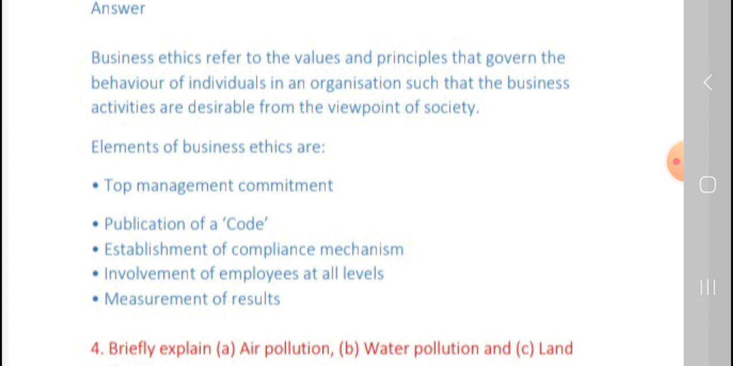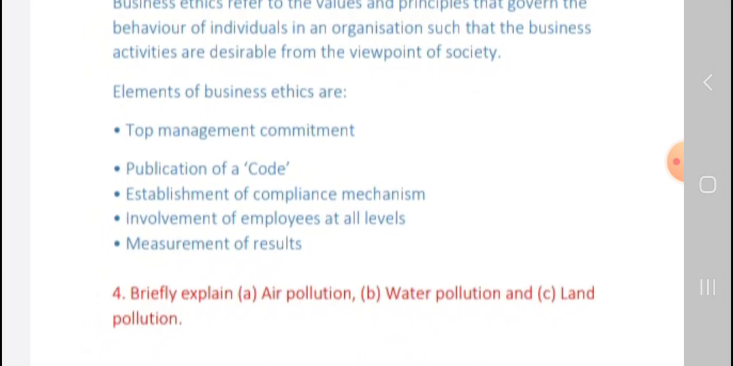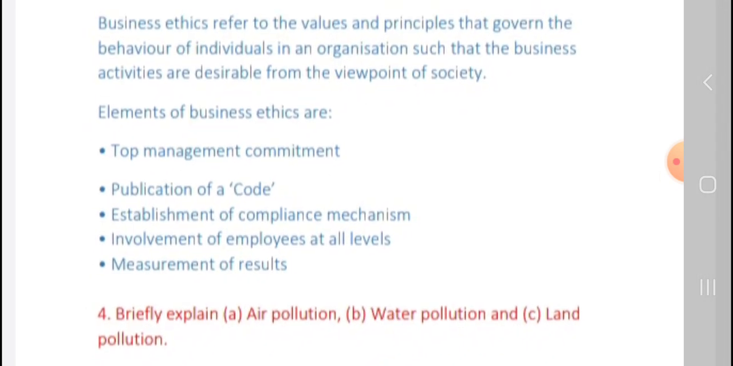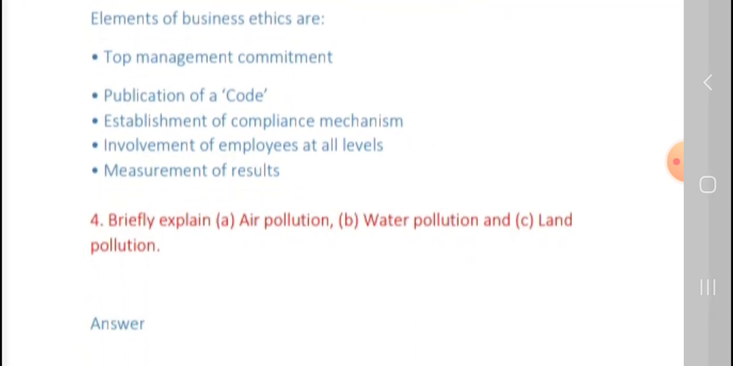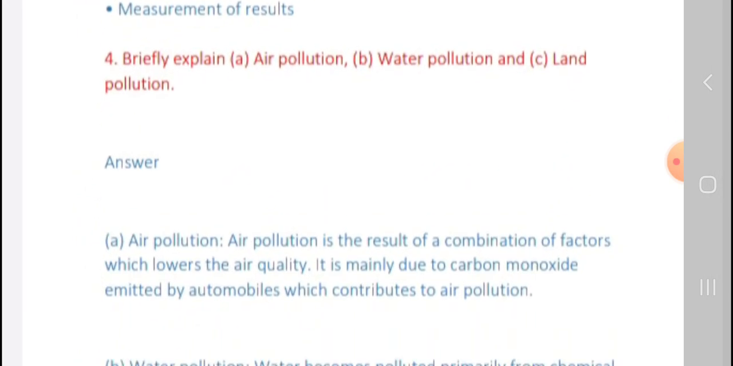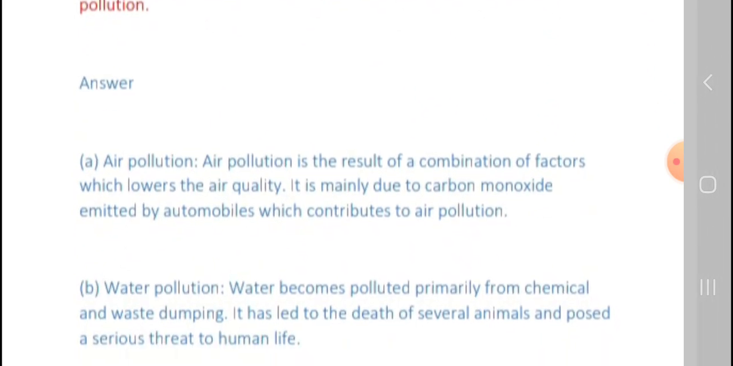Business ethics refers to the values and principles that govern the behavior of individuals in an organization such that the business activities are desirable from the viewpoint of society. Next, the elements of business ethics are top management commitment, publication of a code, establishment of compliance mechanism, involvement of employees at all levels, and measurement of results.